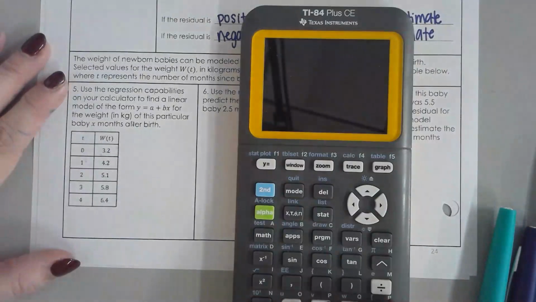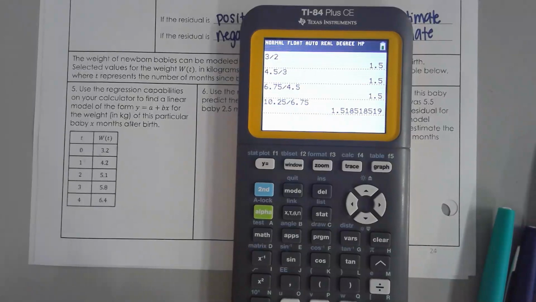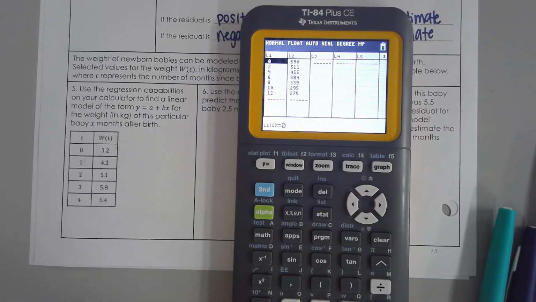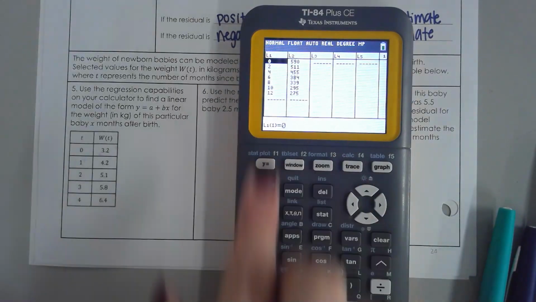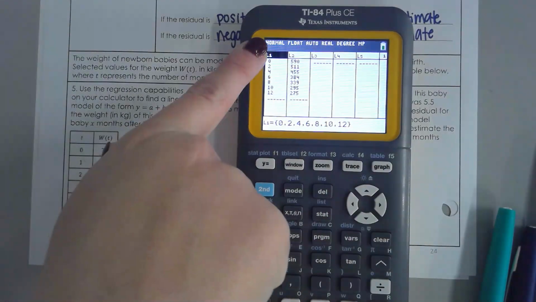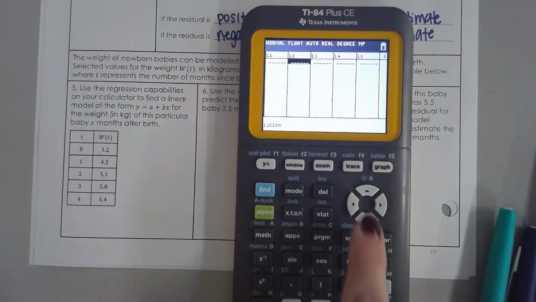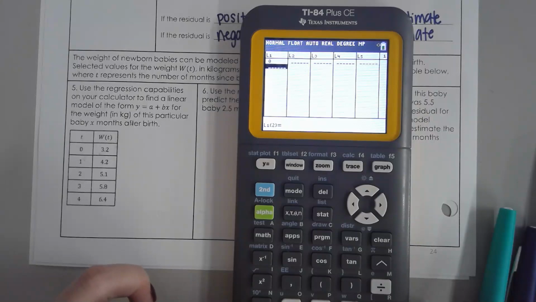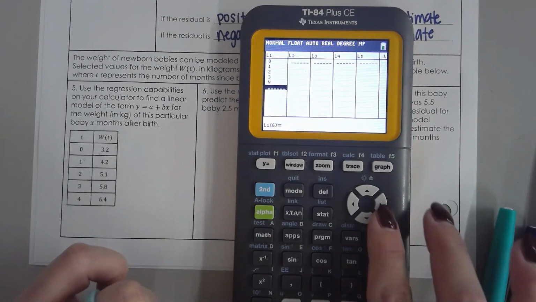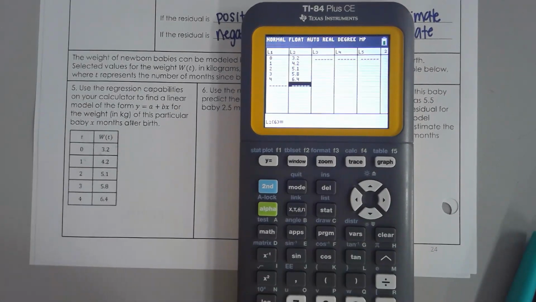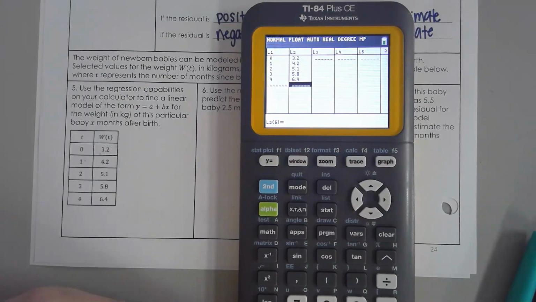So, calculator. How do I get to my lists? Stat, Edit. If you want to clear out your list in one motion, highlight L1, hit clear, enter. Highlight L2, clear, enter. Get your data.